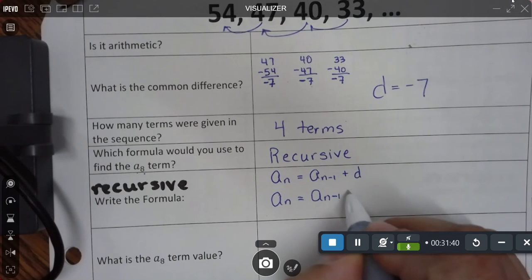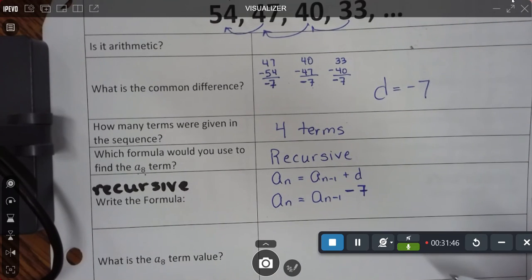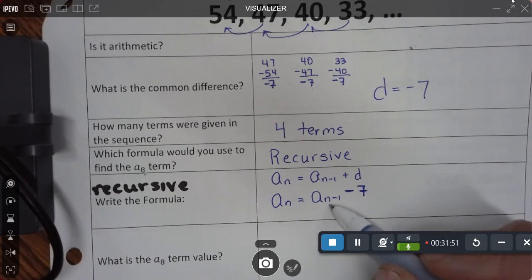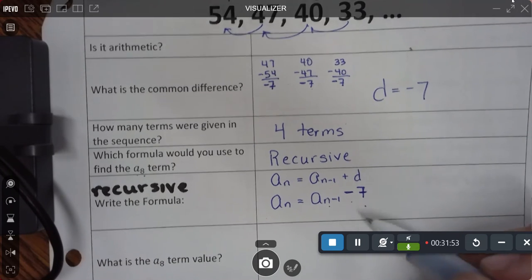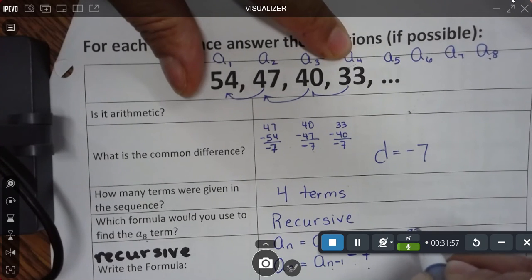But this is negative, so it's going to be -7 or plus a -7, however you want to do it, okay? So this means from the previous number, we have to subtract 7. All right, so what's our last number? 33. All right, so what's 33 minus 7?